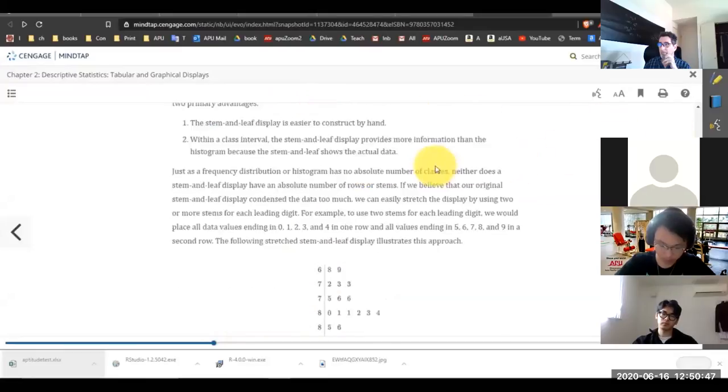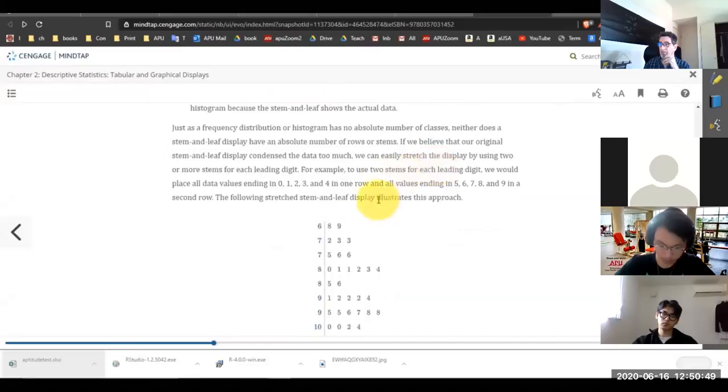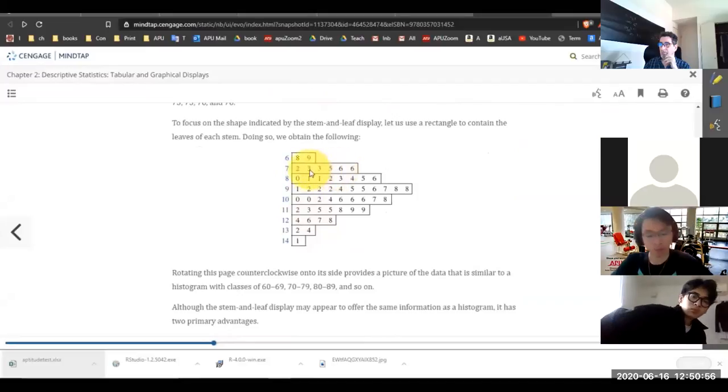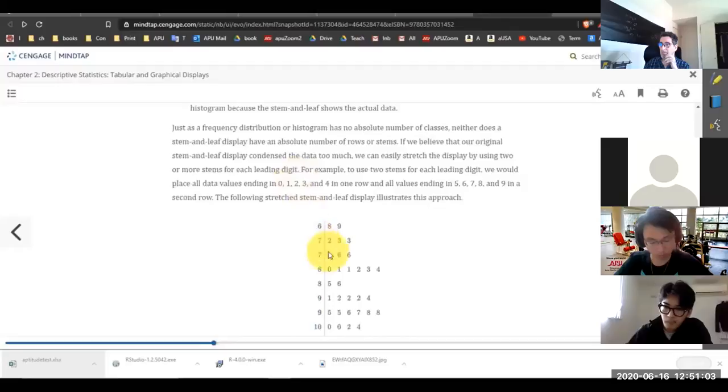And then they also point out that if you wanted to, you could split up some of them. So if, like here, we had kind of a lot in the 70s, we might want to sort of spread it out. So we would go 70 to 75 and then 75 to 80. I guess this is from 70 to less than 75, and this is 75 to less than 80. So you get 72, 73, 73, 75, 76, 76.